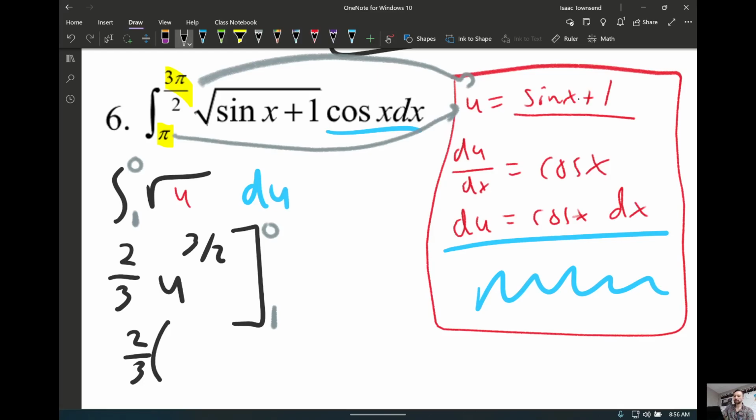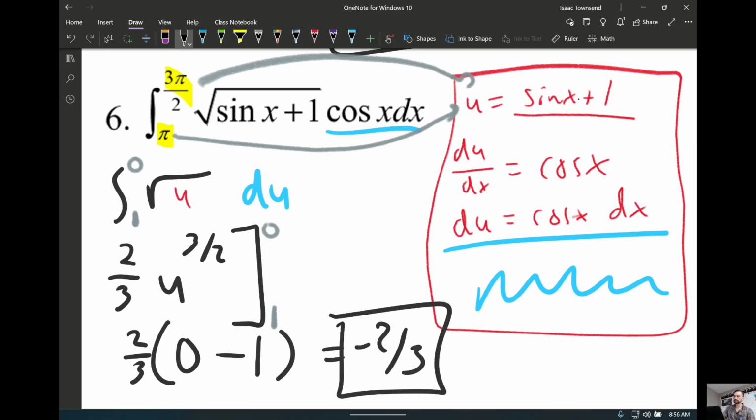But first time I'm going to plug in 0: 0 cubed, the square root of 0, all 0. Plug in 1: 1 cubed, the square root of 1 is 1. Subtract those values, and you end up with negative 2/3.